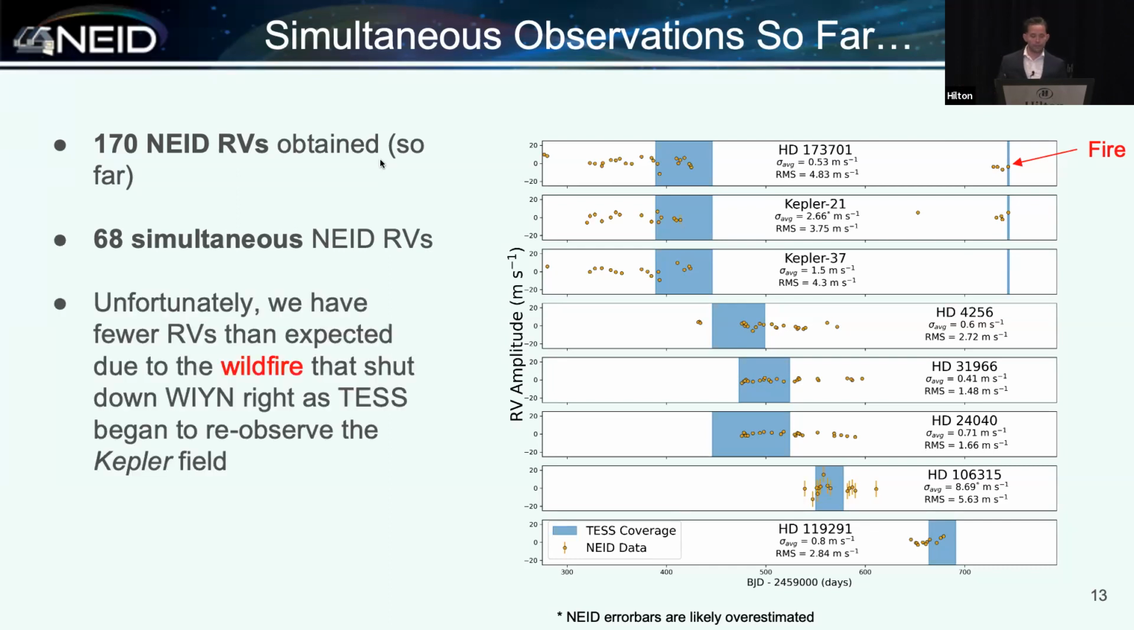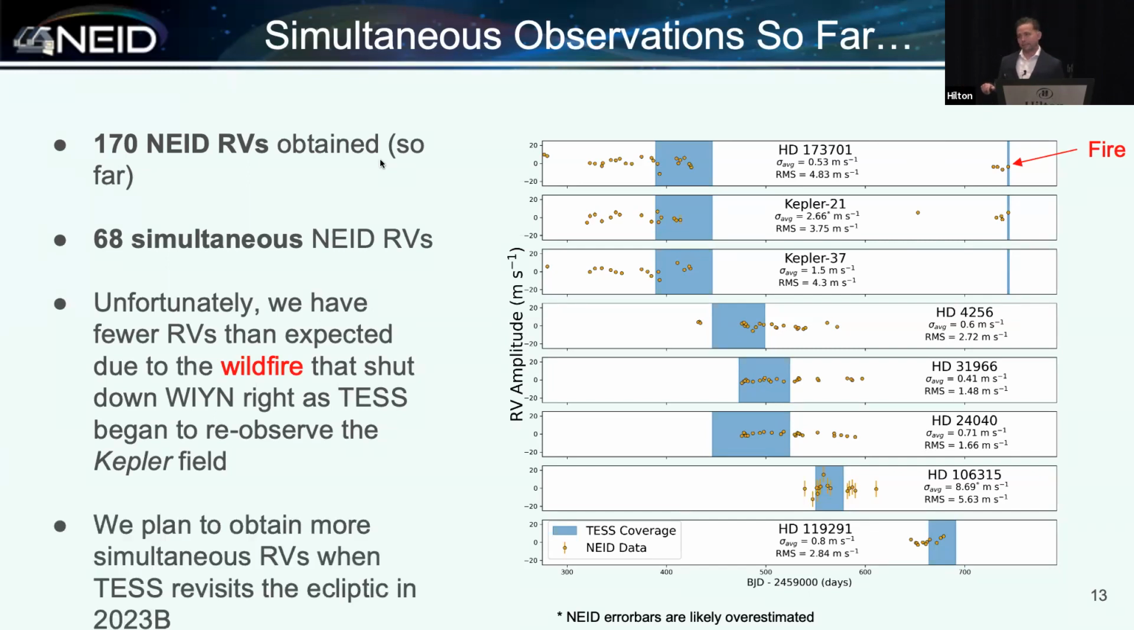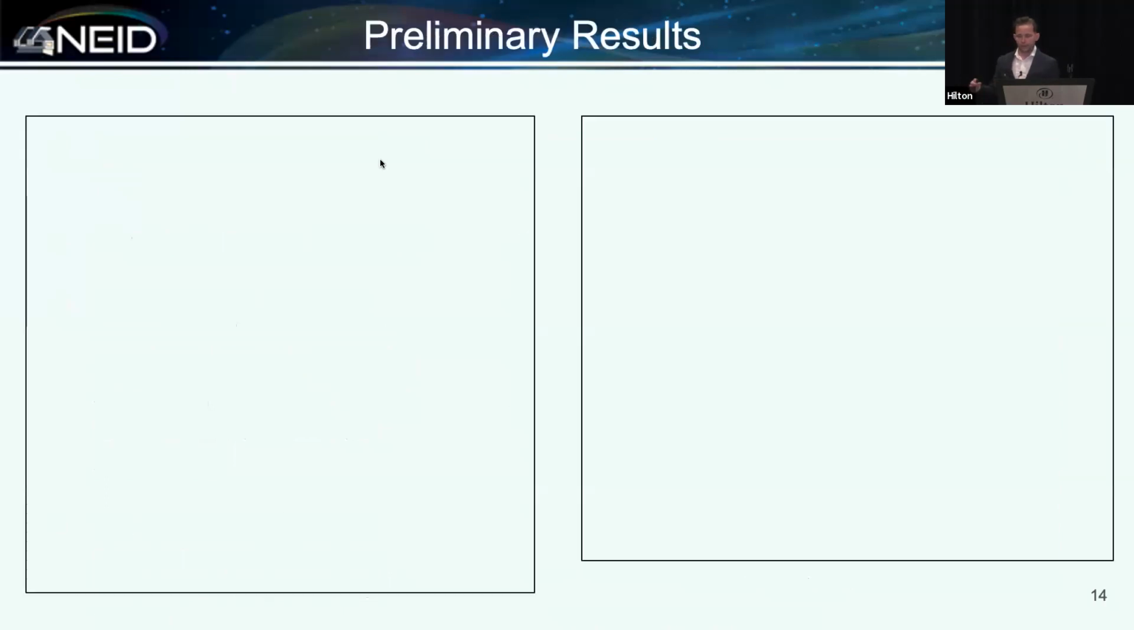Now, it's a real shame that right as TESS was swinging back to the north and hitting the Kepler field again, we just started collecting RVs before the Contreras fire came and shut us down for a little bit. But all is not lost because TESS, while in the south right now, will be swinging back to the ecliptic in the fall. So we plan on getting more simultaneous RVs, in particular with our K2 targets, which will continue this program. But we can do a lot of interesting preliminary analysis in the meantime because we have a lot of RVs. So this project is very ongoing, but I can share a little bit of the tantalizing-ish results that we have.